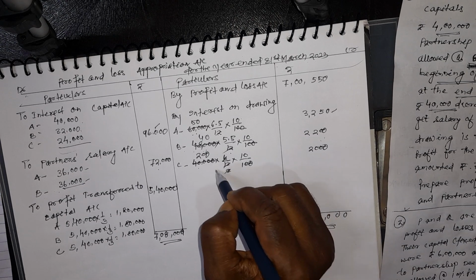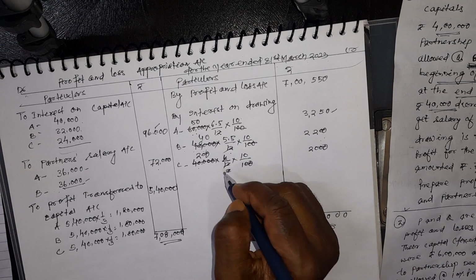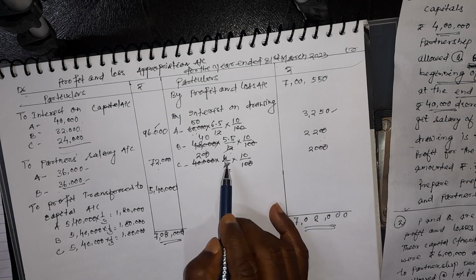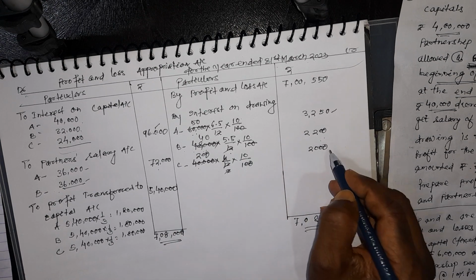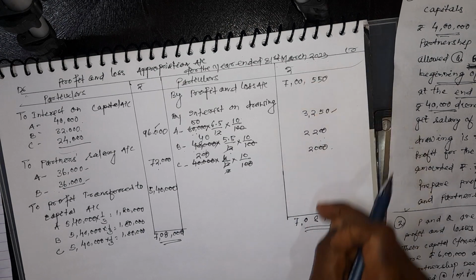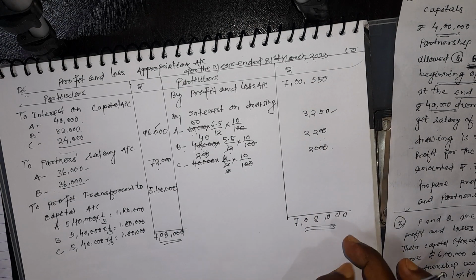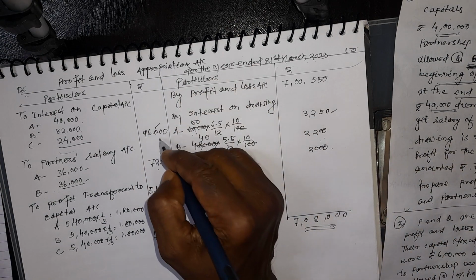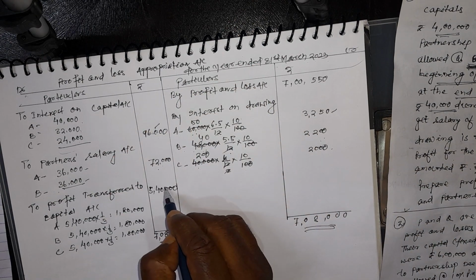When the total amount is withdrawn during the year, you calculate for the average period of time, that is 6 months. So 40,000 into 6 by 12 into 10 by 100, so it is 2,000. So this side total is 7,80,000. From 7,08,000 you will deduct 1,68,000. So the remaining amount you will get.